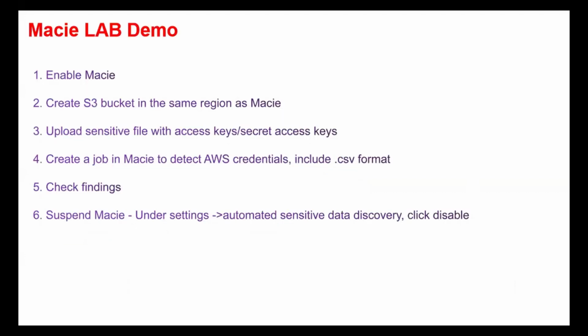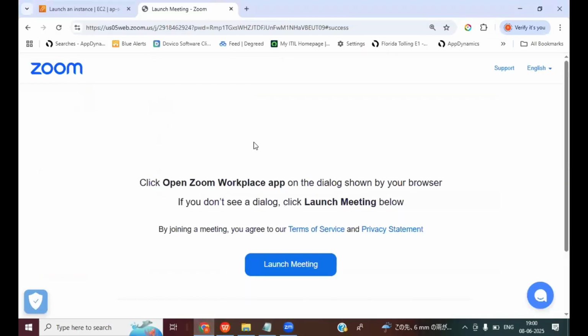Right, so now we can do a quick lab demo on Macie. I'll show you how to enable Macie and how we configure the rules in Macie that can monitor for the sensitive files that are stored in the S3 bucket. So let us go ahead. First step is to enable Macie.